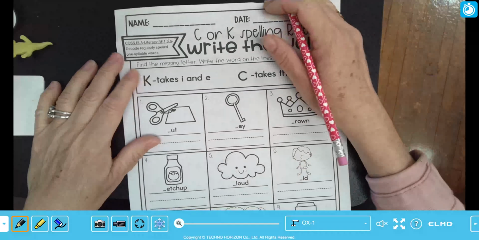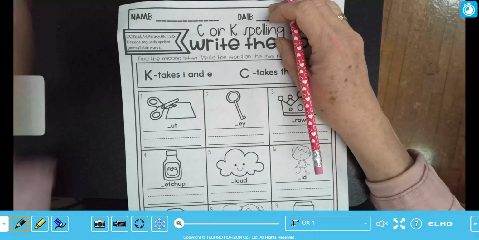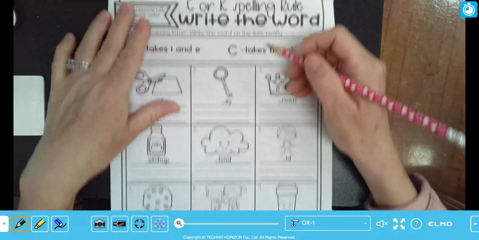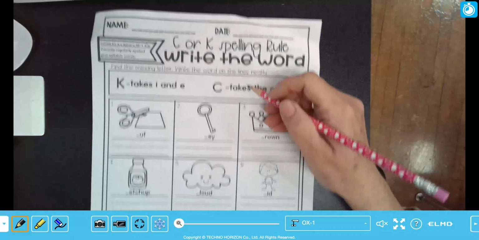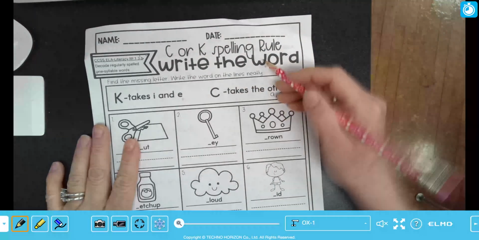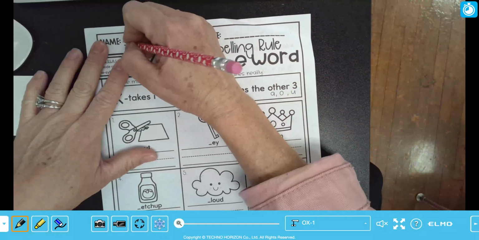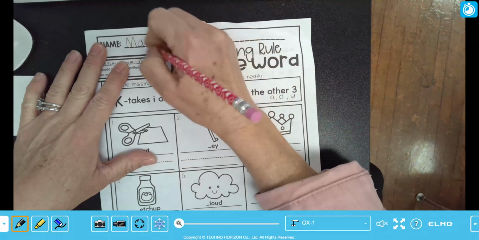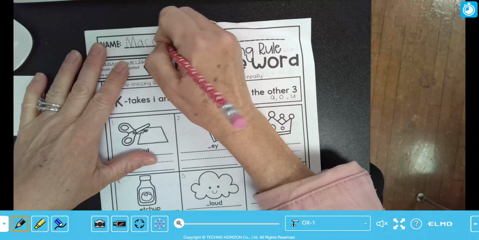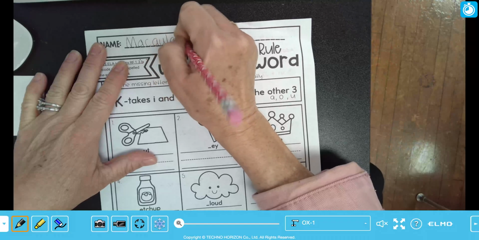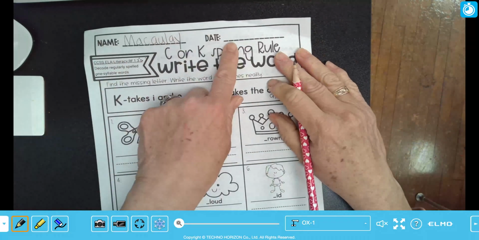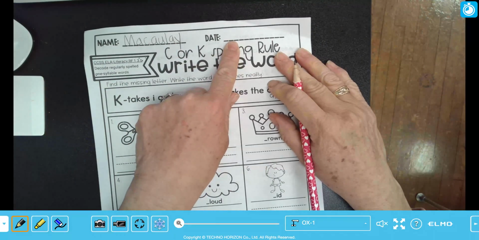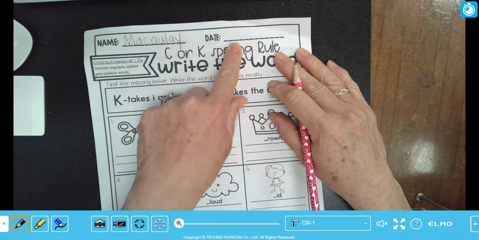Okay, so good morning. Today we're going to be working on this page here for your homework. So if you could please find this page and write your name up here. When you find it, I'm going to write my name. Okay, and then write today's date here, whatever the date is. Write it down.